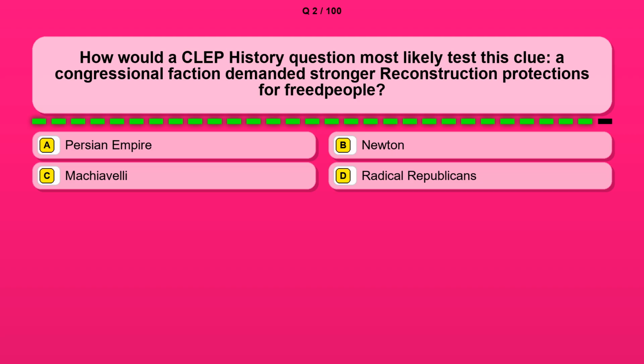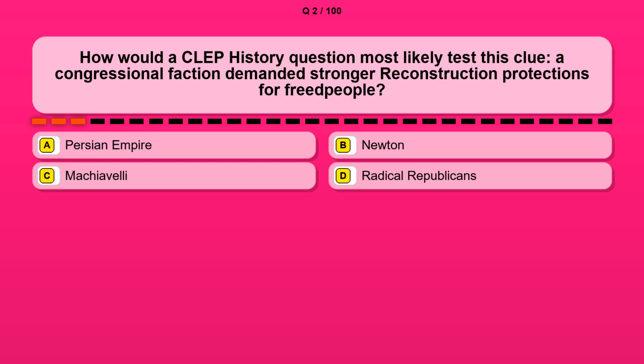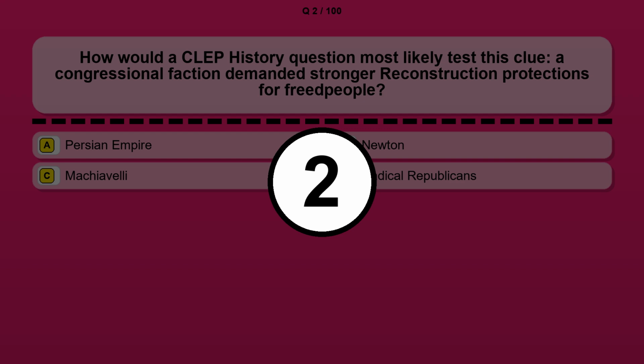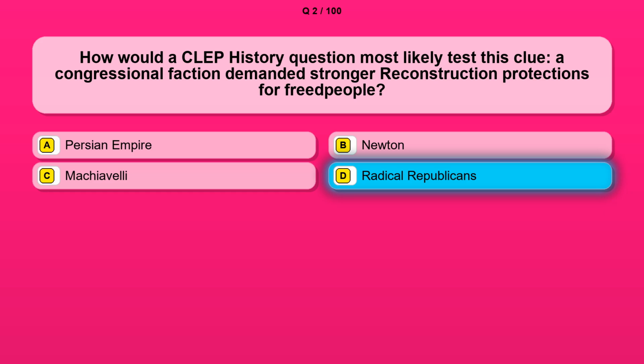Question 2. How would a CLEP history question most likely test this clue? A congressional faction demanded stronger Reconstruction protections for freed people. Option A. Persian Empire. Option B. Newton. Option C. Machiavelli. Option D. Radical Republicans. The correct answer is option D.